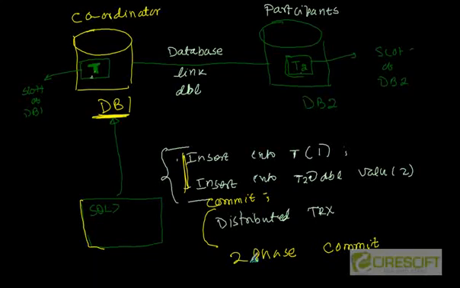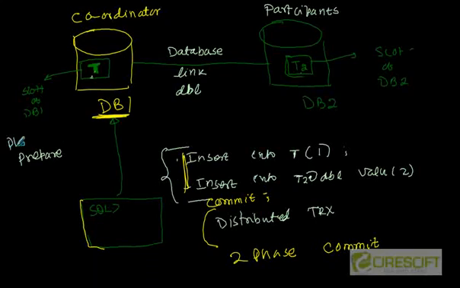So whenever the commit happens, database 1 says, okay, I'm prepared to commit. Then in phase 1, it sends a message to all the databases which are part of this transaction. In this case, only database 2 is part of this transaction. Then it asks, are you ready to commit?